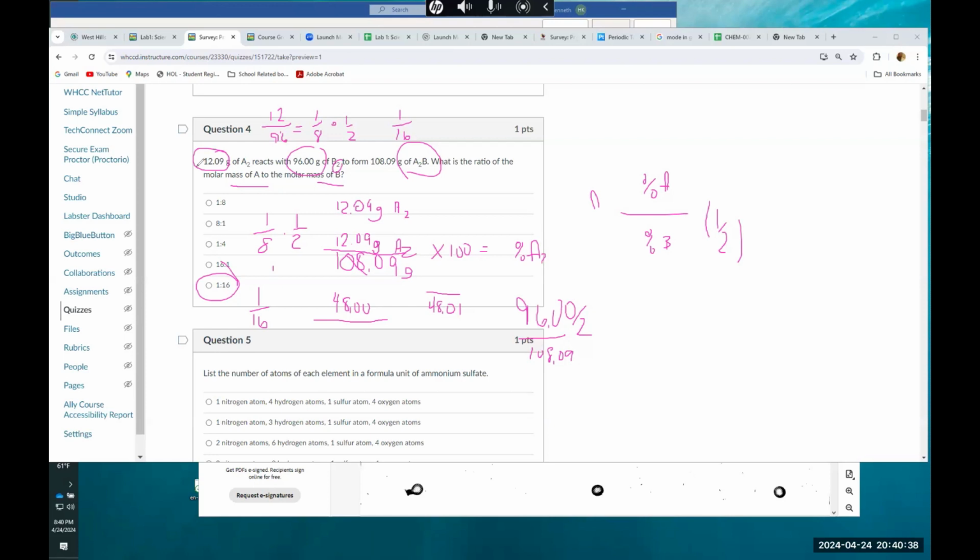So we could have gotten away with just taking this number, dividing it by this number, and multiplying it by half, because we only need one B.